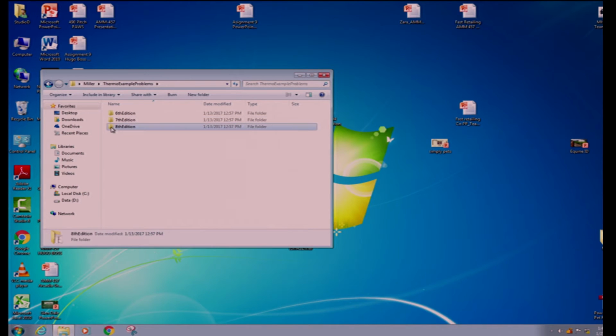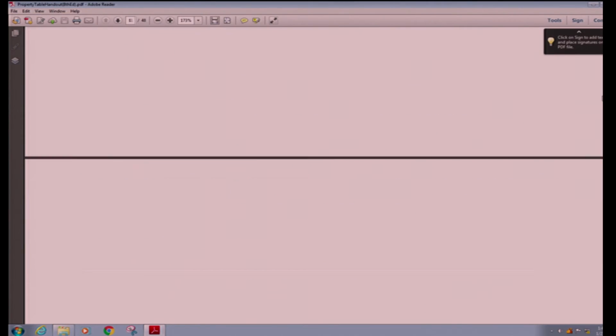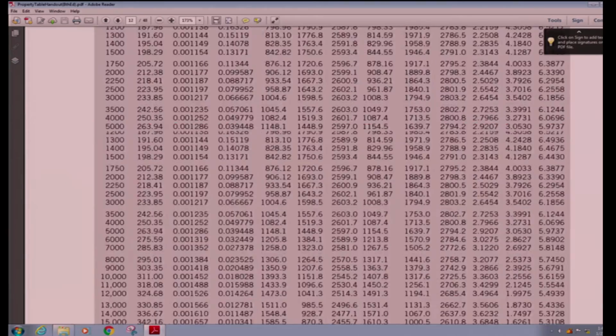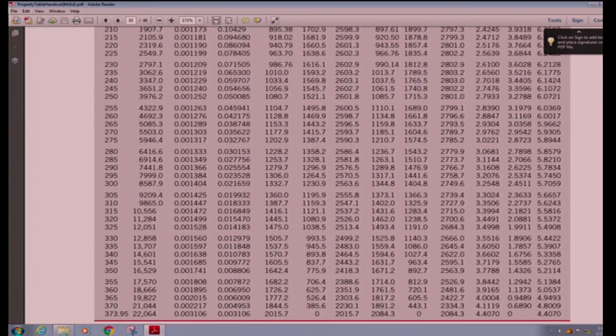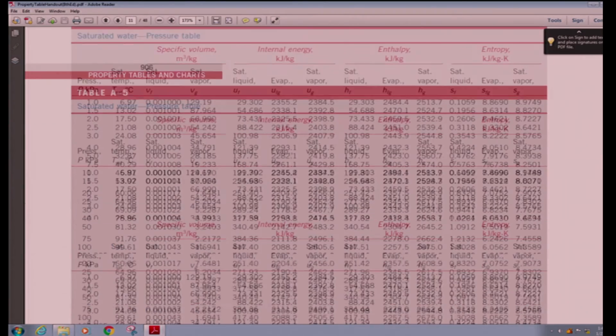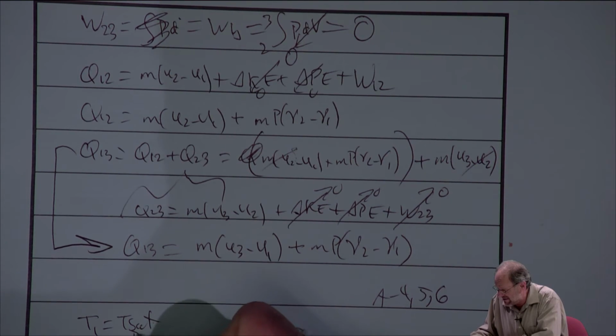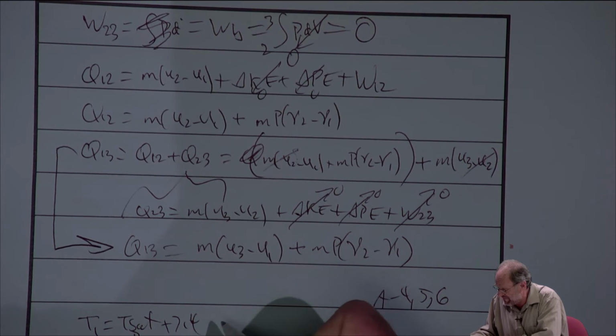Okay, so that's not what I want. There we go. All right, so 4, 5, and 6. So let's just start at A5. So here's A5. We really would like to know what the temperature is at state point 1. So let's just start there. So the temperature at 1 is the saturation temperature at the pressure of 1 plus 7.4.